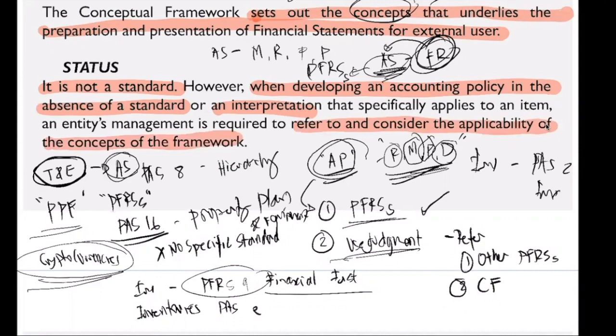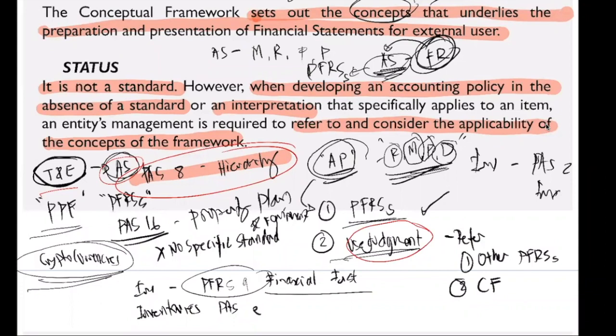So under PAS 8, nagbigay siya ng hierarchy. Tama? So ang sabi doon, if ever there is a transaction or event, you apply the accounting standard. And what is the accounting standard? It is known also as your accounting policy. That is your policy of recognition, measurement, presentation, and disclosure. What do we use? PFRS. If not, we use your judgment.